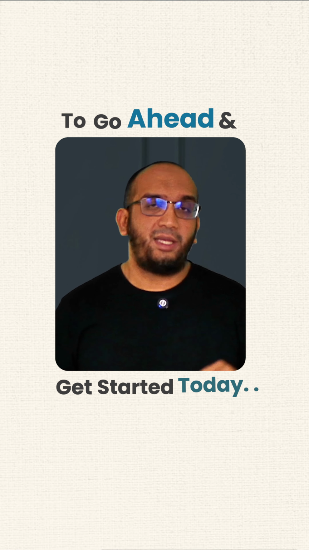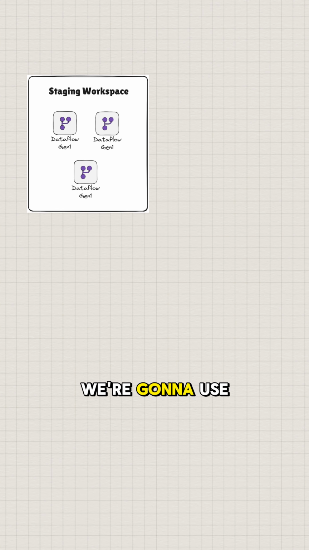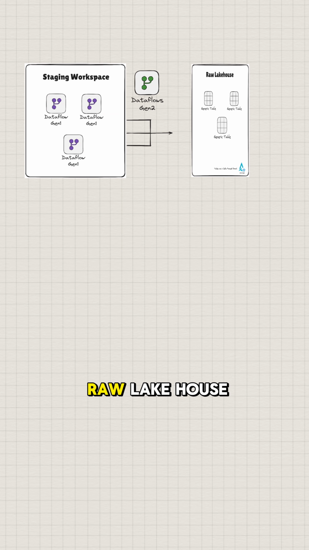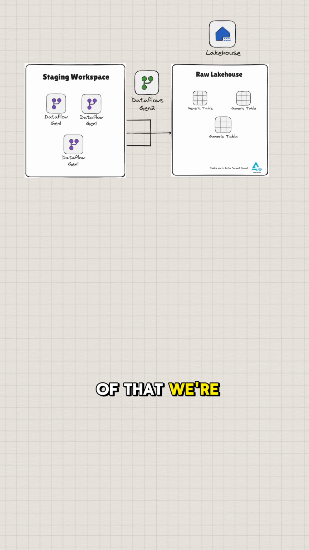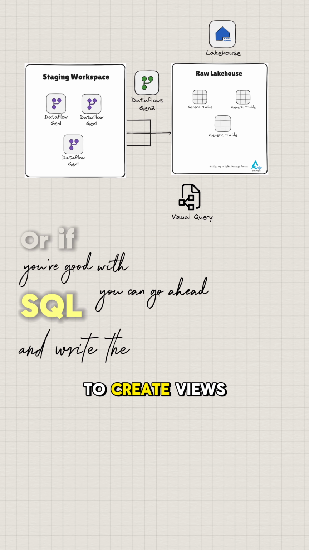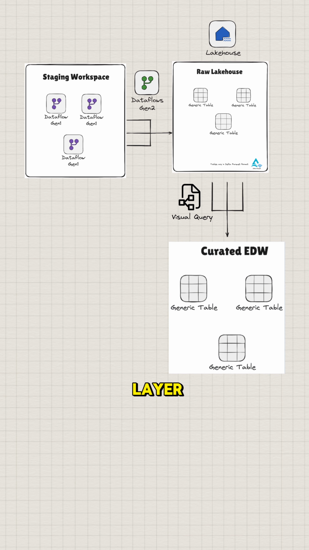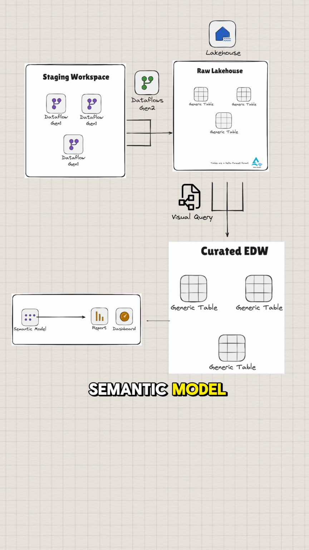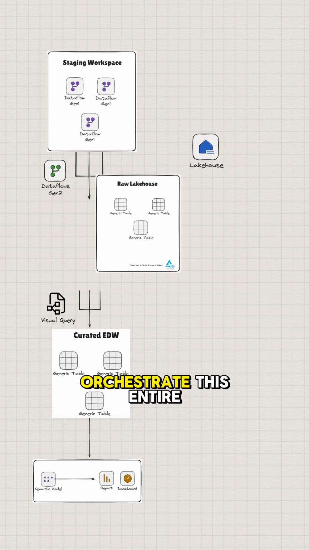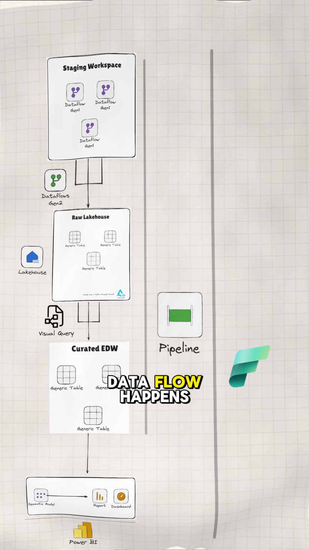To get started today, we're going to take the dataflow staging that we used to have before, and we're going to use a Dataflow Gen2 to load the data from the dataflow straight into the raw lakehouse. On top of that, we're going to use a visual query, or if you're good with SQL, you can write the SQL to create views into your curated enterprise data warehouse layer. And from there, we'll connect the semantic model so that it can get the data from here. Now we're going to orchestrate this entire thing using a pipeline so that this dataflow happens.